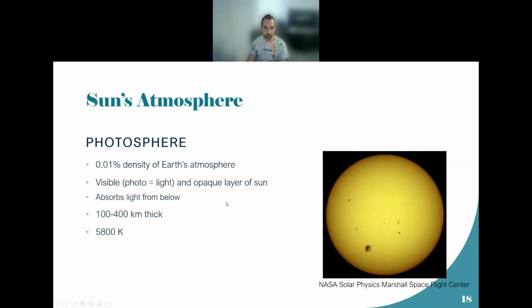So the photosphere is not very dense. It's about 0.01% as dense as Earth's atmosphere. It is the visible and opaque layer of the Sun. That's where it gets its name, photo meaning light. It's the visible layer of the Sun. It's absorbing light from below. So the inner part of the Sun lets loose a bunch of light, and that gets absorbed in this opaque layer. It's not very thick. It's only 100 to 400 kilometers thick, and its temperature is 5,800 Kelvin. So the surface of the Sun is about 6,000 Kelvin.